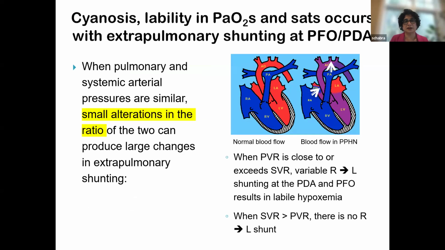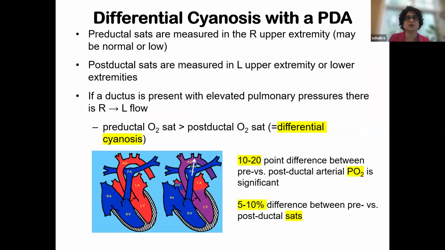When pulmonary and systemic arterial pressures are similar, then small alterations in the ratio of the two will produce large extrapulmonary shunting. And when pulmonary vascular resistance is close to or exceeds the systemic vascular resistance, then there is variable right to left shunting at the PDA and the PFO, and this will result in labile hypoxemic oxygen saturations. So what is the hallmark of PPHN?